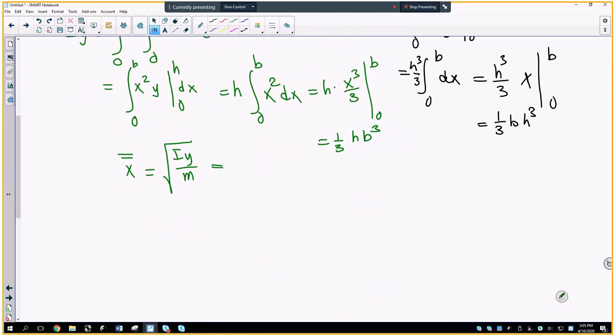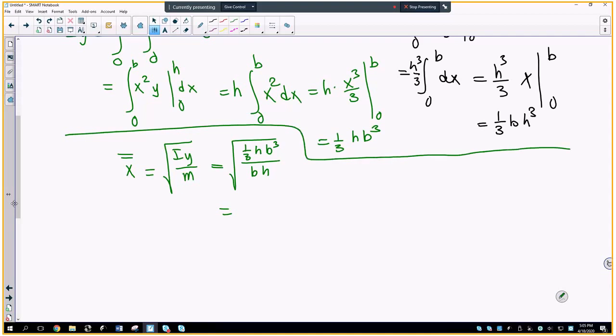So now I get to say that x double bar is the square root of Iy over m. Remember, Iy when found was 1/3 h b cubed. You are dividing by b times h, the mass. So that is going to be equal to the square root of 1/3. h cancels and I get b squared. So I get b times the square root of 1/3, which I can actually write as b square root of 3 over 3 units. So that's x double bar.